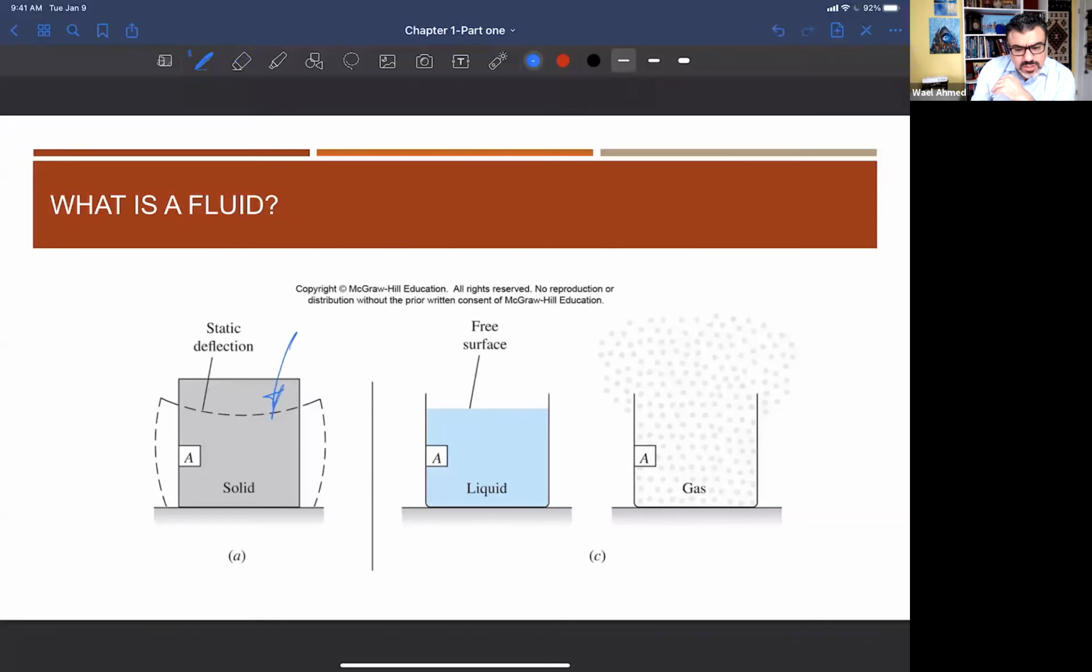We're going to get into much more detail about how the surface of the liquid maintains its shape like this later on, when we talk about surface tension later in this chapter.